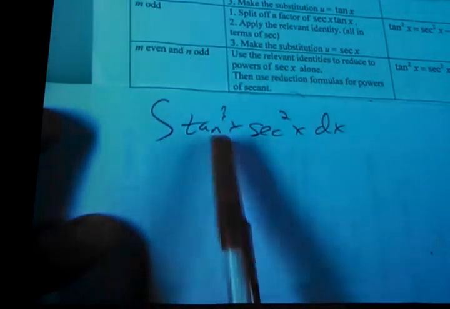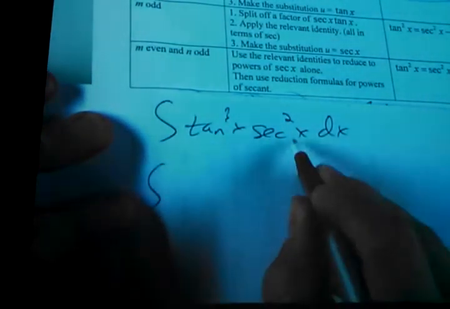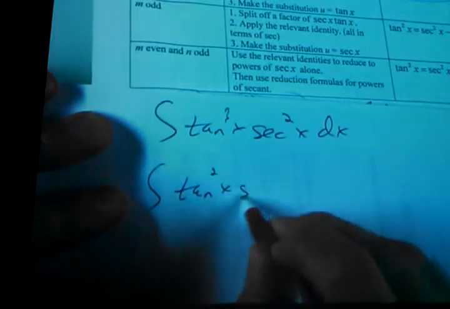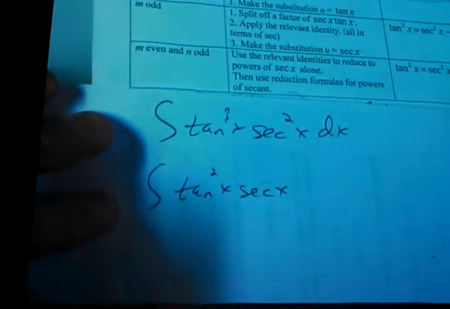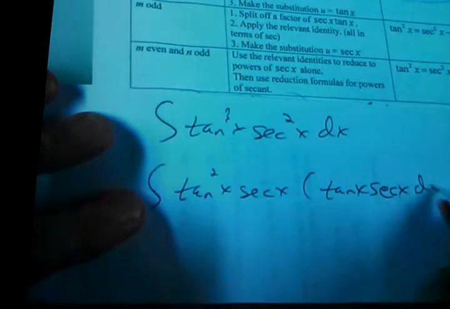So if m is odd, what can I do? Yeah, split off a factor of secant x tangent x. So if I split that off and put that with dx, what would u have to be to make it secant x tangent x dx? Secant, because that's its derivative. You with me? So you see how this all comes back to the same idea. So if I do take a tangent secant, that would leave tangent squared secant, right? Let me finish this out. There's my tangent secant that I shucked off.